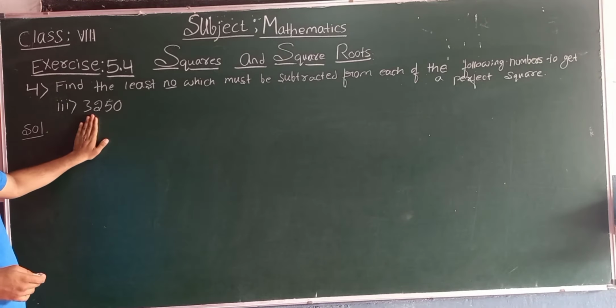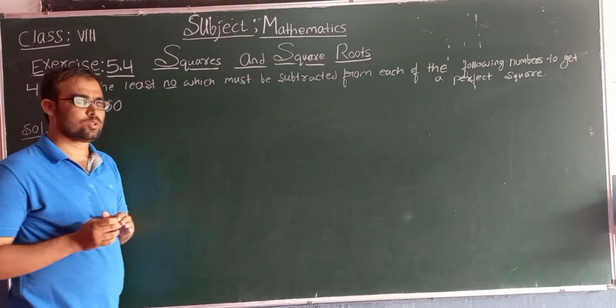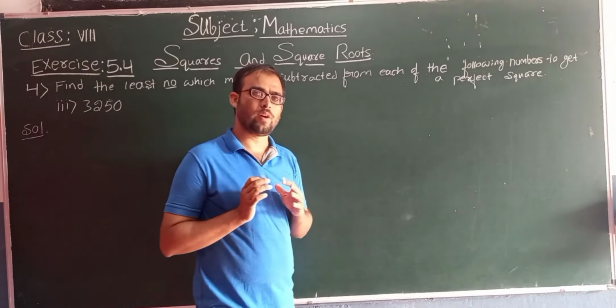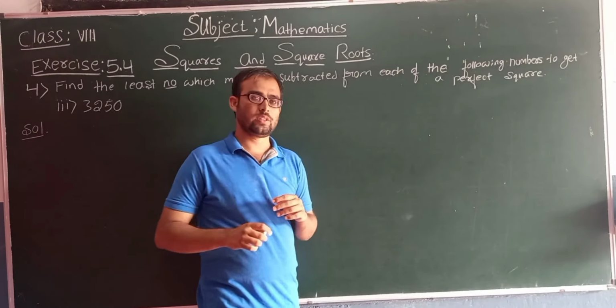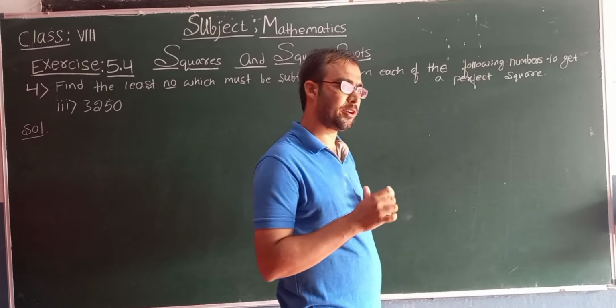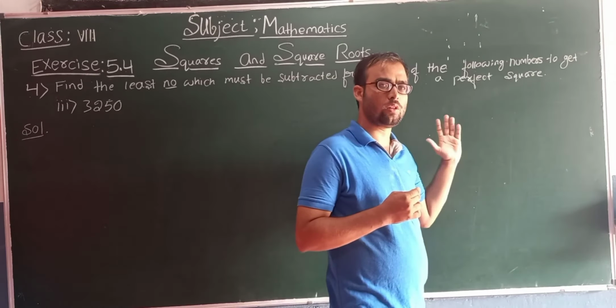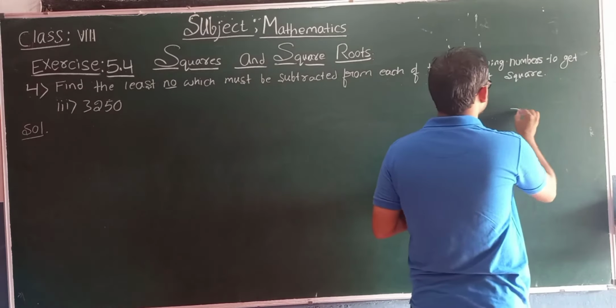Students, now let us solve the third question. Okay, so what are they given? 3250. So here what do we need to do? We need to find a number such that when we subtract that number from this one, we will get a perfect square. Okay, so in order to do that, we need to solve this using the division method.